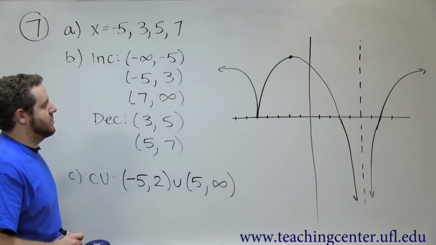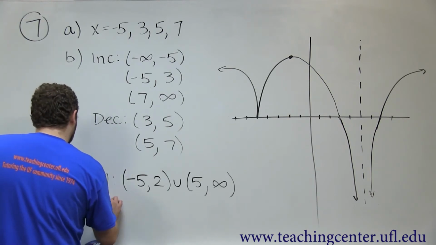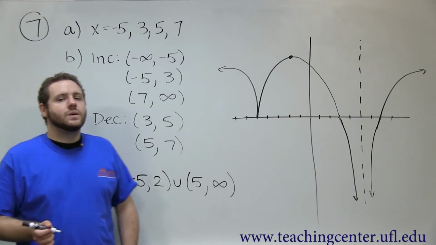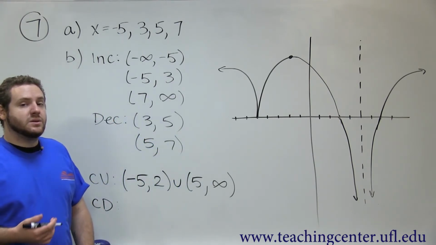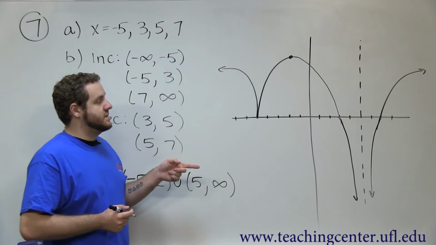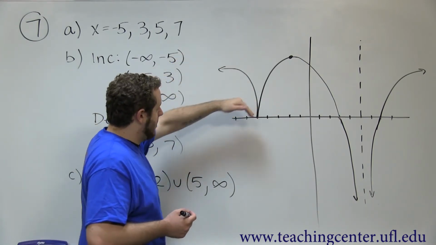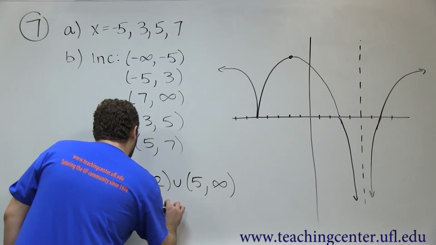So those are the points at which this graph is increasing. And then concave down, if we want our function to be concave down, that means our second derivative has to be negative. And if our second derivative is negative, that means our first derivative is decreasing. So decreasing is from negative infinity all the way up till -5.